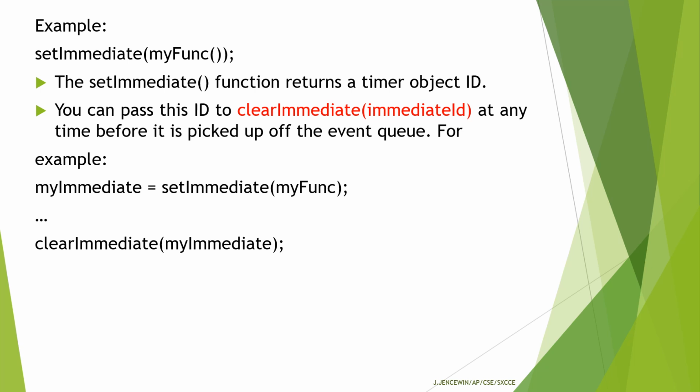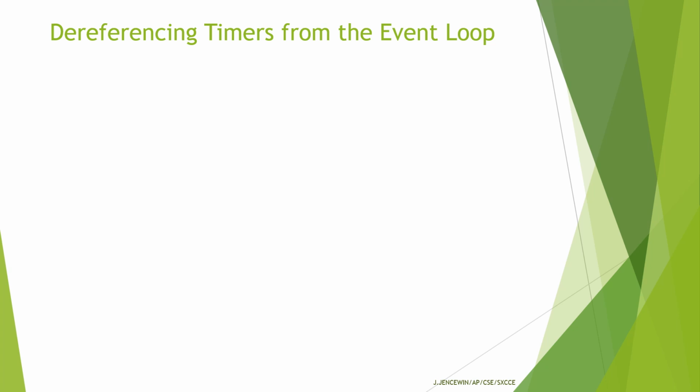That means we can use setTimeout, setInterval, or setImmediate based on our purpose. If we want to execute a callback once after a certain interval, we can use setTimeout. If you want to execute a particular task periodically, then we can use setInterval. If you want to execute a task immediately, then we can use setImmediate. So this is the way we can implement timers in Node.js.